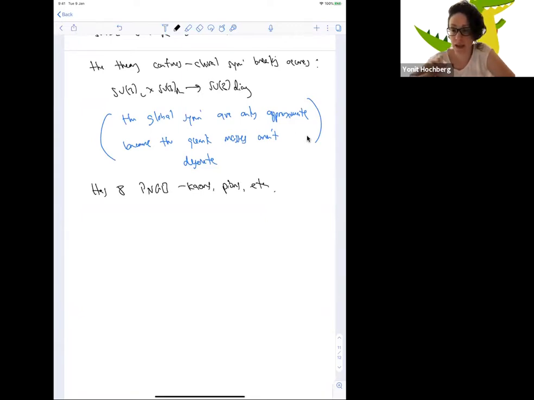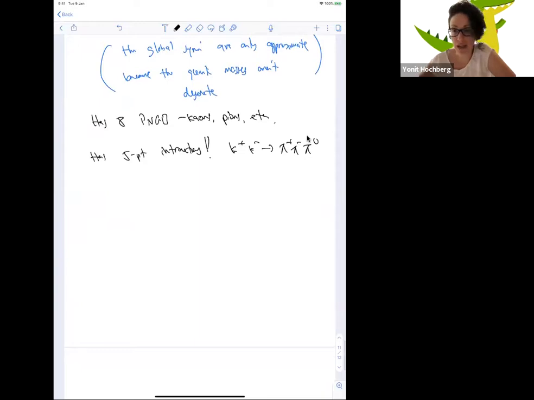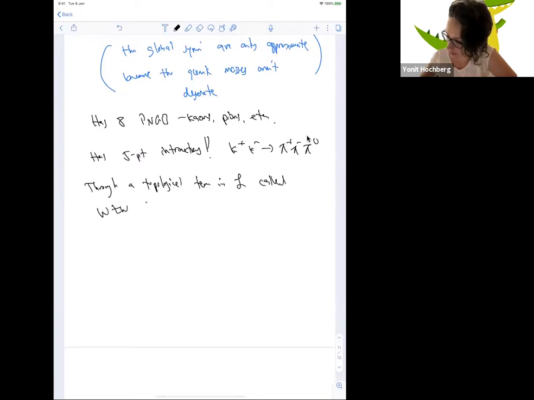And this theory itself, QCD, has 5-point interactions. The way this happens is we have 2 kaons annihilating into 3 pions. And the way this proceeds in the standard model, in QCD, is through a topological term in the Lagrangian called the Wess-Zumino-Witten term.